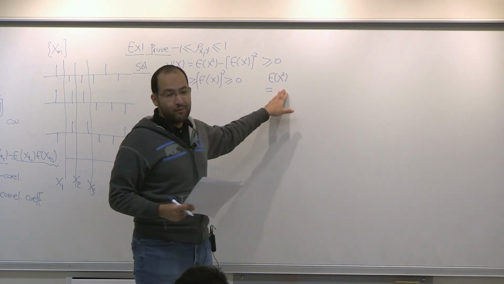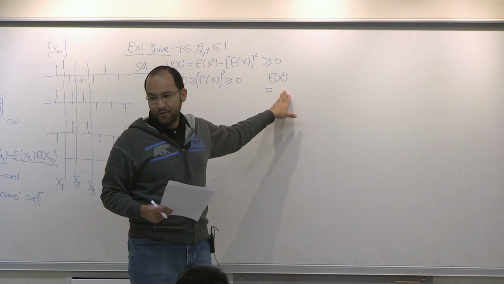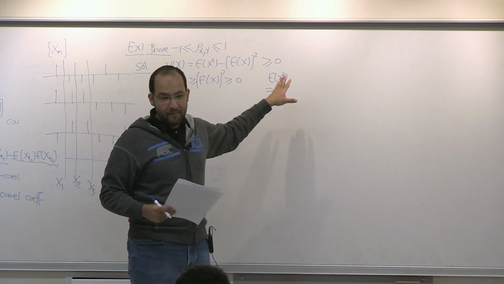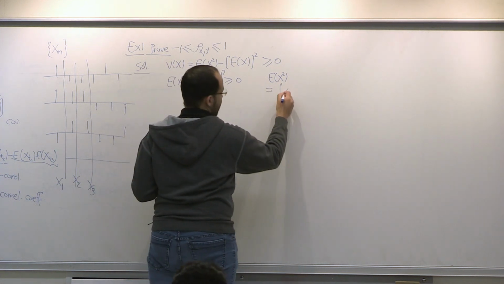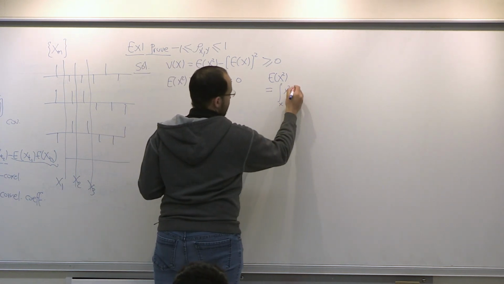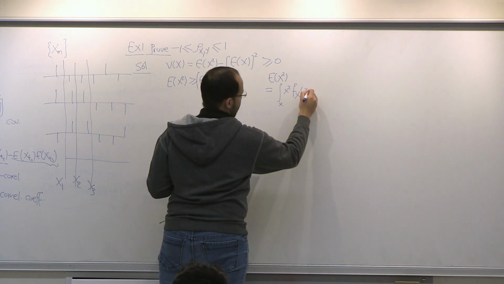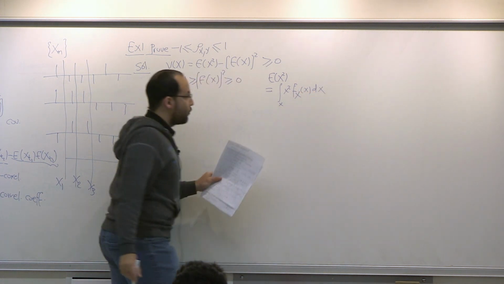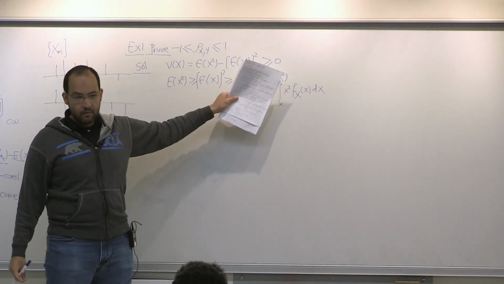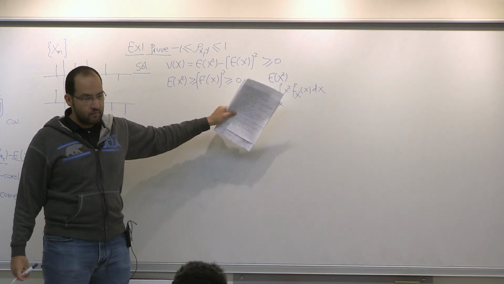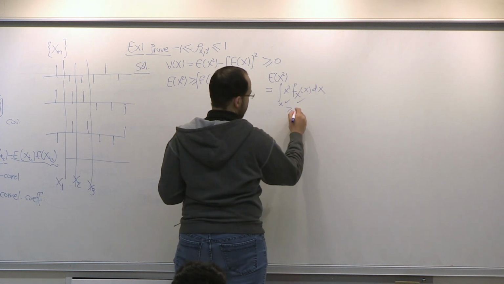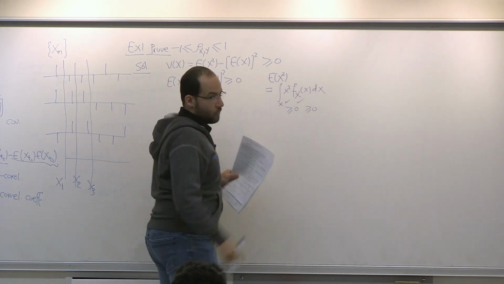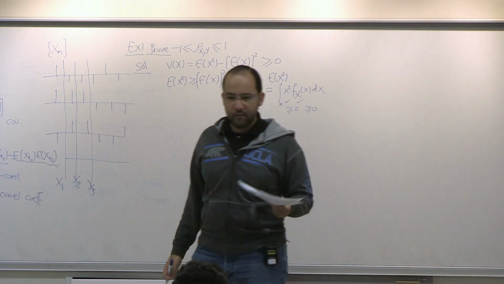What is the expected value of x squared? Just mathematically. It is the integral or the summation of x squared f_X(x) dx. Can you immediately see that this will be non-negative? Immediately from the integral, right? This is non-negative, this is non-negative. And you are making an integral over them, so it's non-negative.